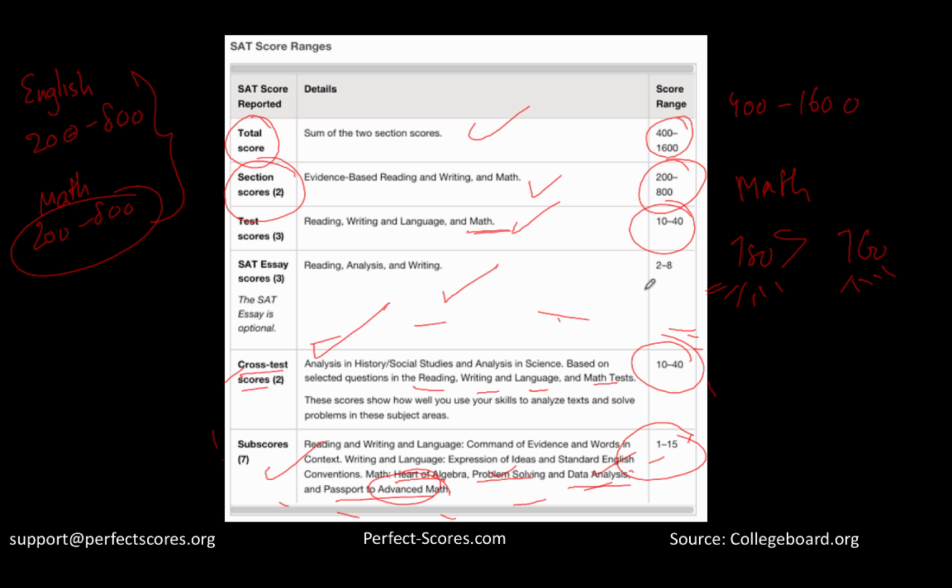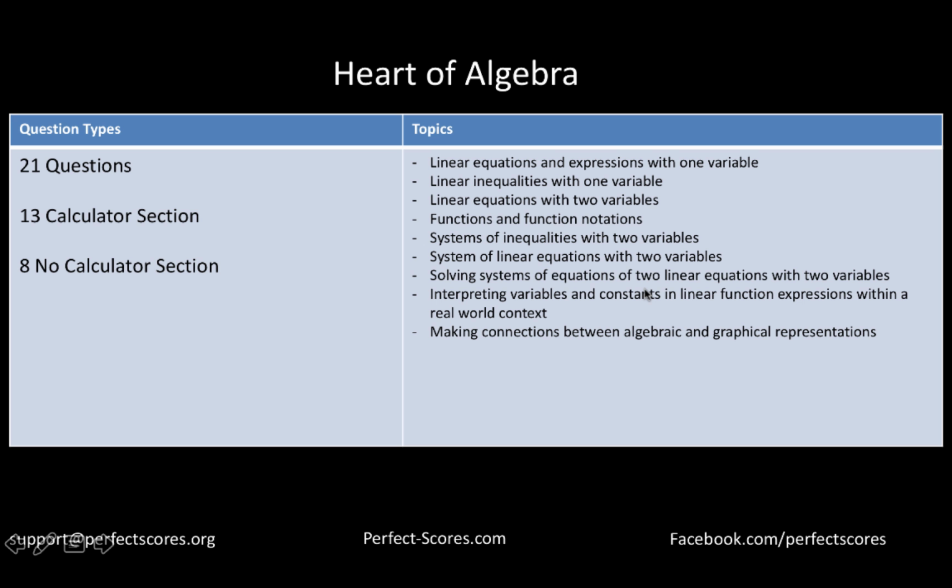Okay, so I hope that's fine, guys. Let's put that to pass. I hope that's understood. Now let's talk about those four different question types that I was talking about.